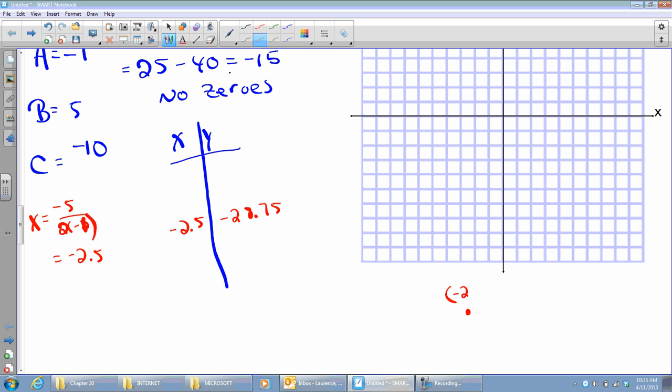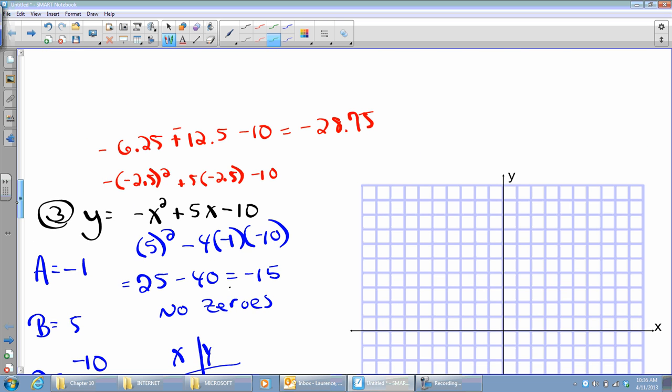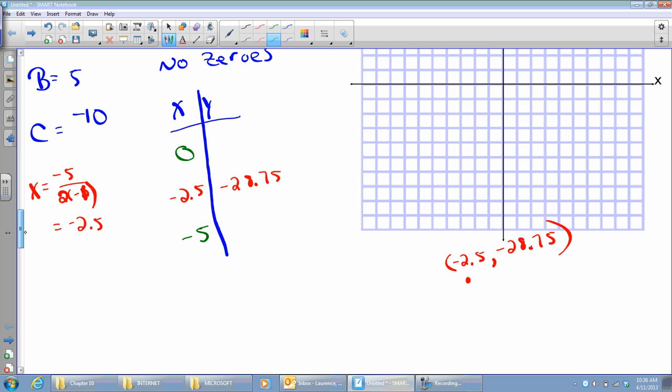And I'm going to label it. I'm not going to actually try to count out -29 almost. It's kind of pointless to do that, as long as I can tell the reader what I'm doing. And now I'm going to pick 2 values of x. I think I'd like to pick 0, and then I'll pick -5. They're both 2.5 units away from the x-coordinate of the vertex. When I put 0 in, I'm going to get -10.